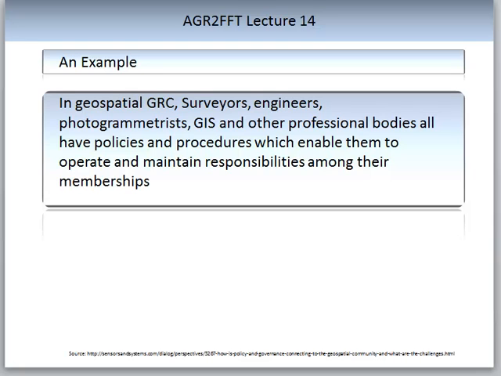In order to understand why we need policy and governance, it might be worth examining an example. I'm going to start with that of the geospatial GRC. This is an area of science that involves surveyors, engineers, programmers and GIS, as well as other professional bodies. They all have policies and procedures which enable them to operate and maintain responsibilities amongst their various relationships. This is a large area and details tend to be specific to a certain technology and within the sensing community.